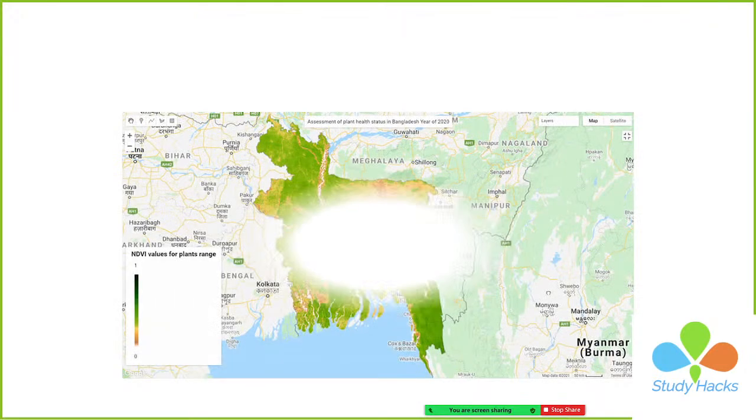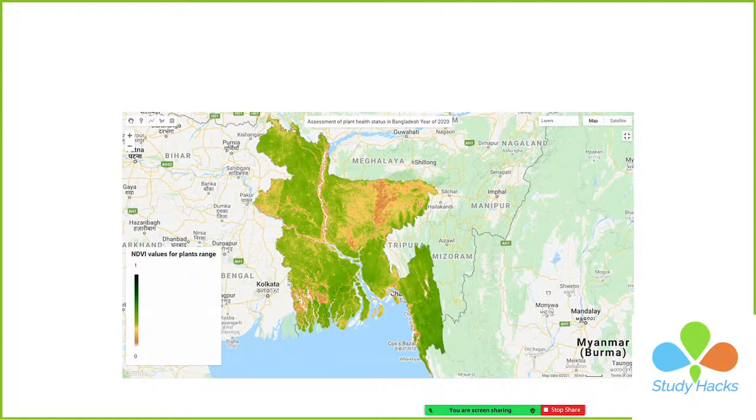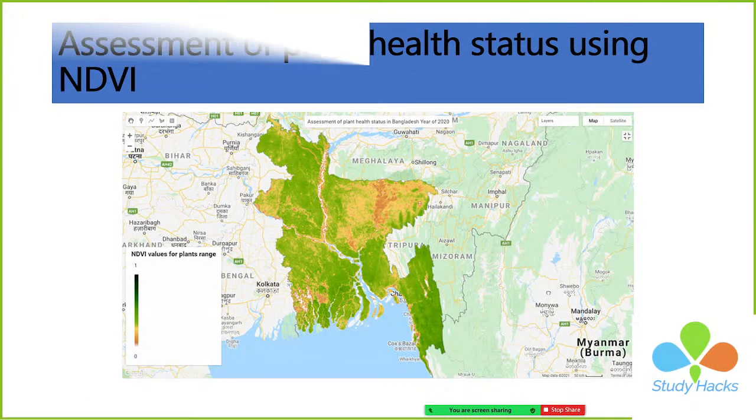Great. This is another thing, the assessment of plant health status in the year 2020. At this time you can see the hill tract area showing in gray color, and where there is dense vegetation or forest we get green pixel values across Bangladesh. Also you can see the capital and urban areas have no vegetation. Mainly here we use the NDVI for assessment of the health status.